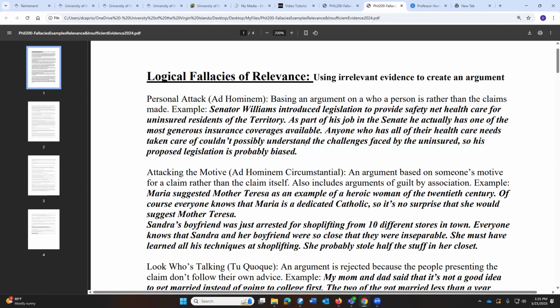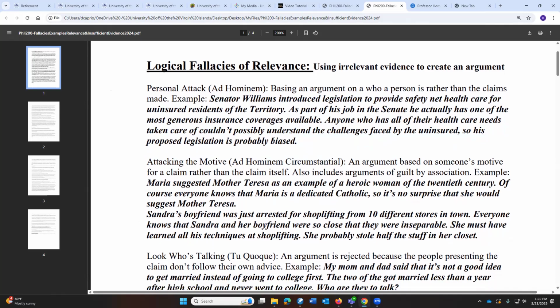Rather than just brush off Senator Williams's legislation because of that reason, we should listen to the legislation, read through it, and see if it actually does have good points in it or not. If it does, then it doesn't matter whether he has insurance or not. If it doesn't, well, then it's no use doing anything with it because of its bad legislation, not because of the person who introduced it.